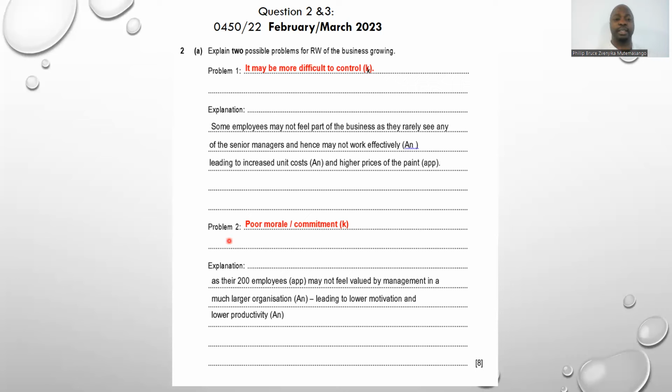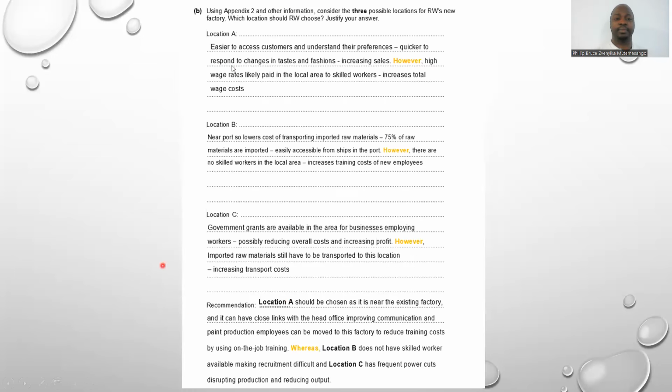Let's go on to talk about the second part, part B. There is part B. It says, using Appendix 2 and other information, consider the 3 possible locations for RW's new factory. Which location should RW choose? Justify your answer. So remember, there are 3 locations that we have here. Location A, location B, location C.